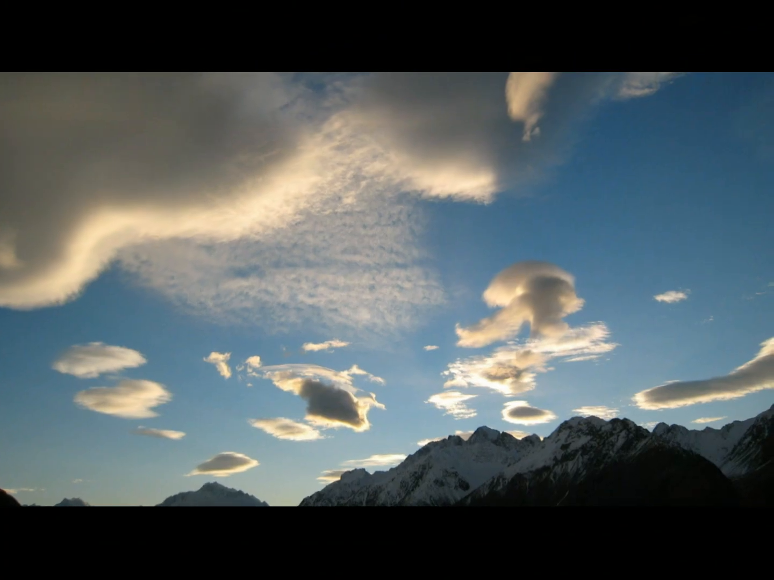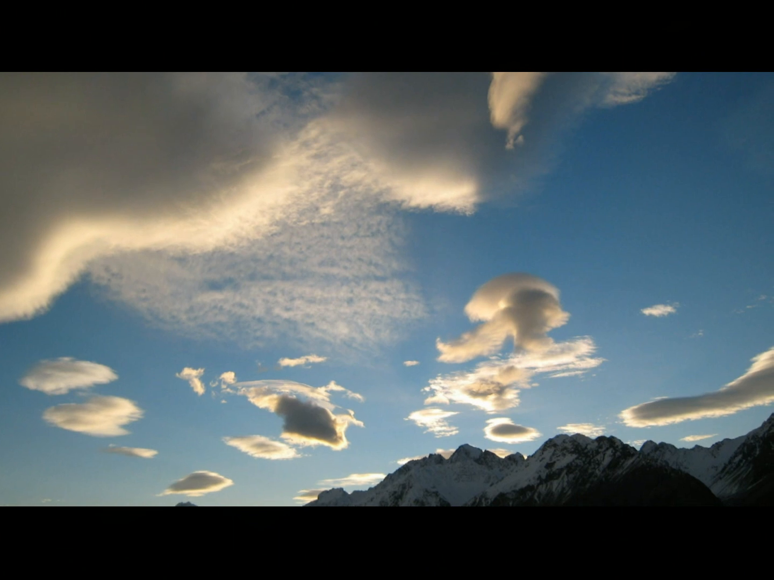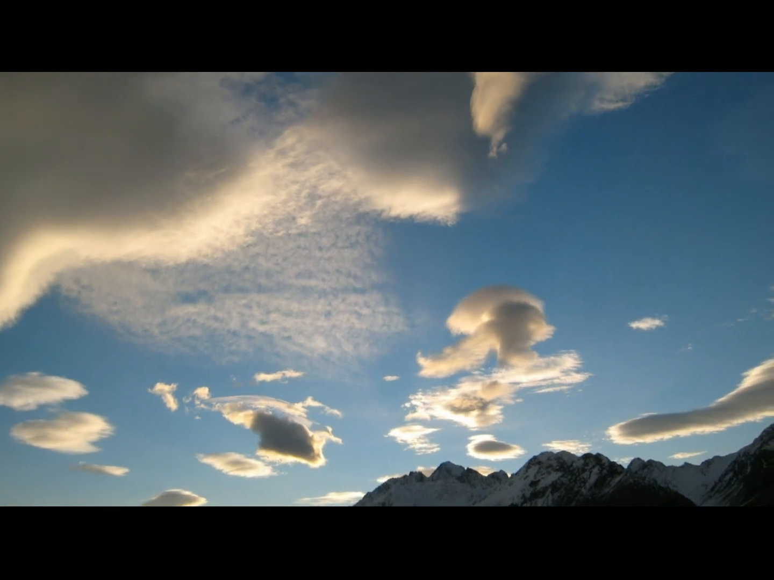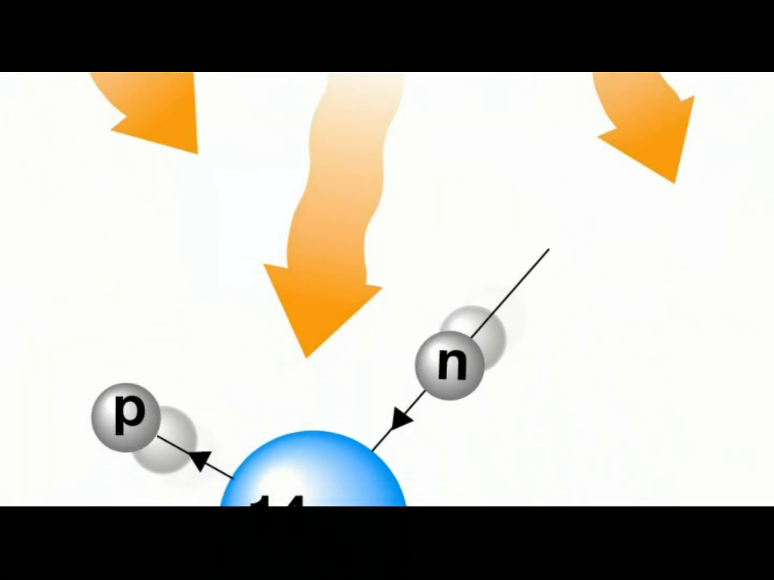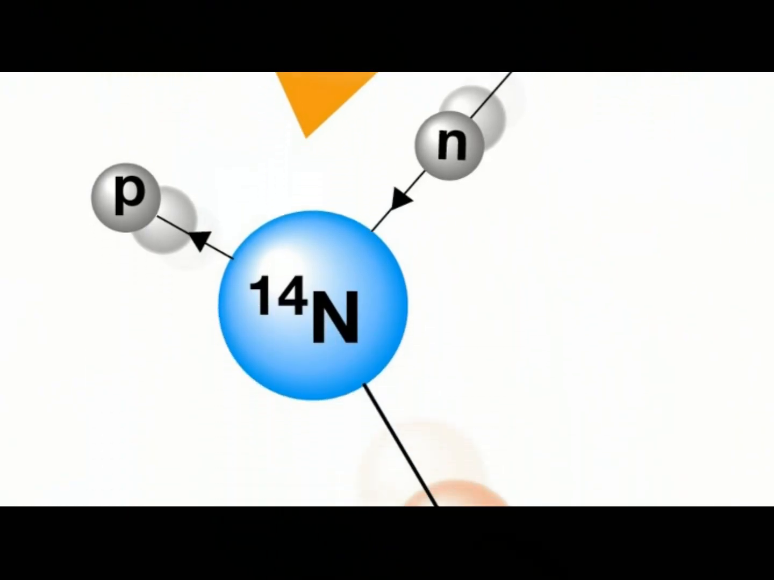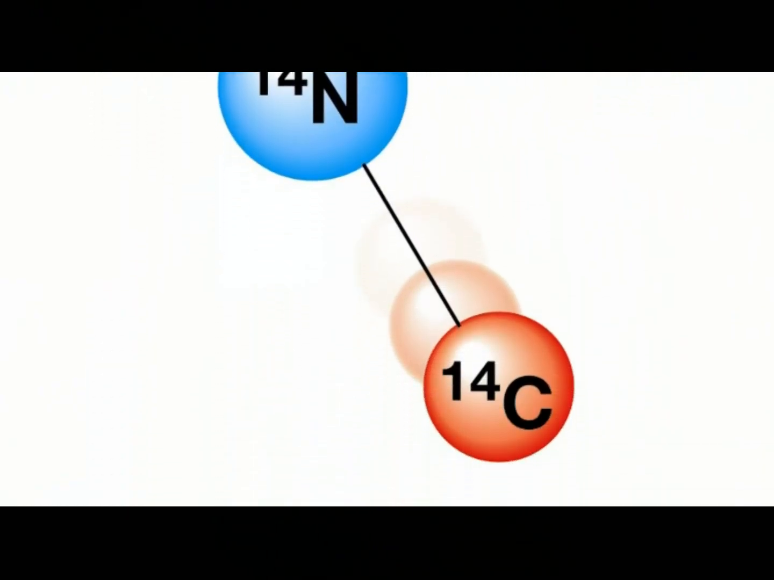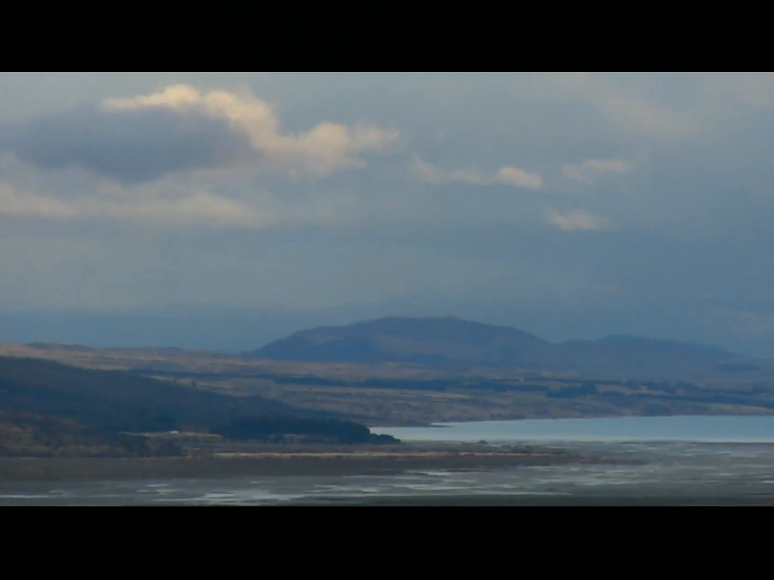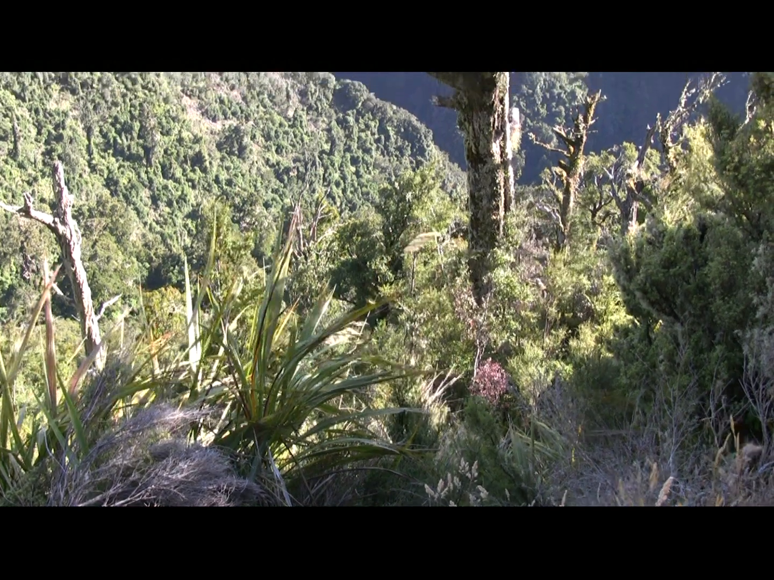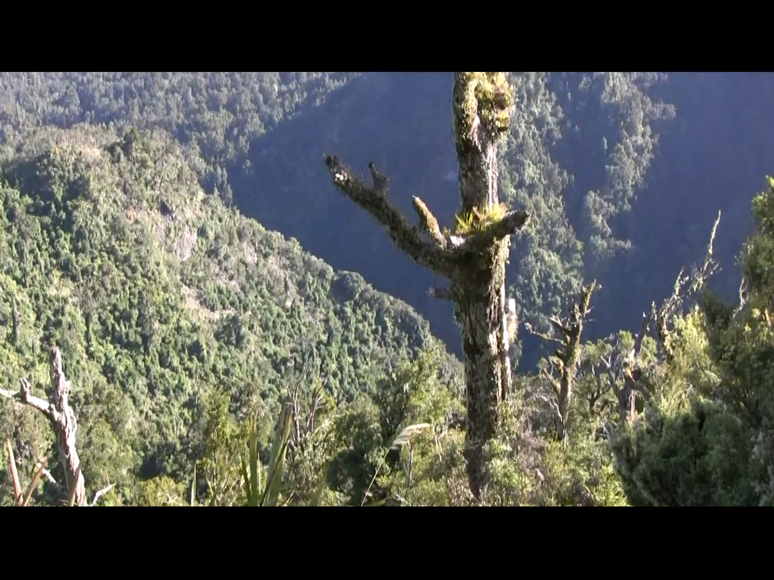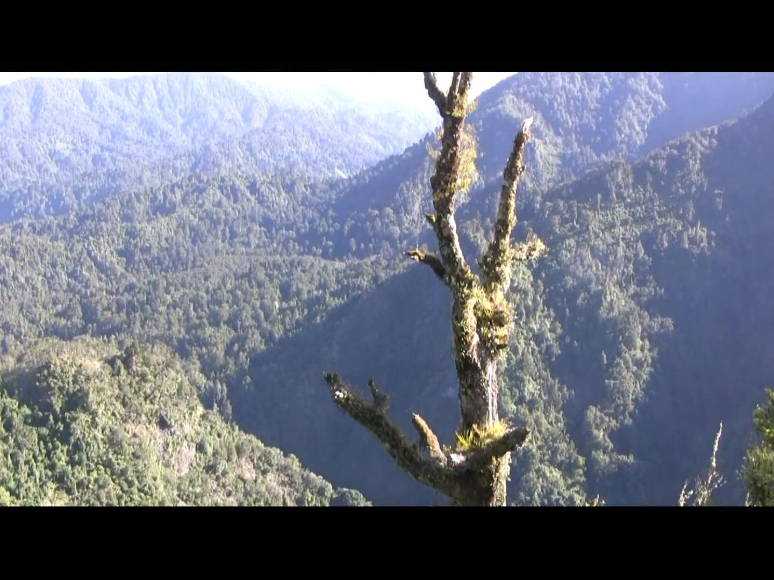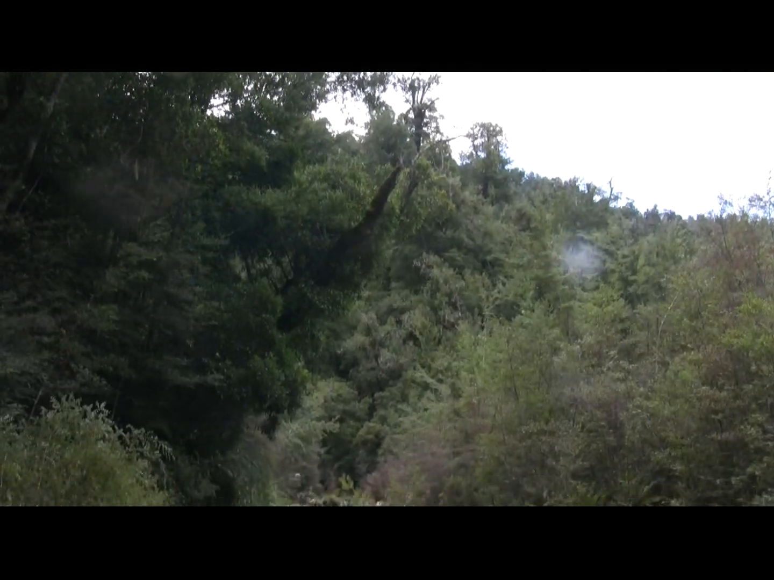It's actually pretty simple. All living things contain carbon, and there are three naturally occurring isotopes of carbon, carbon 12, 13, and 14. Carbon 14 is naturally radioactive. It's formed in the upper atmosphere through the interaction of cosmic rays with nitrogen atoms, and that carbon 14 that's been formed is rapidly oxidized as carbon dioxide and gets incorporated into the atmosphere. Plants take it up from the atmosphere as CO2. So the C14 is rapidly mixed throughout the environment.